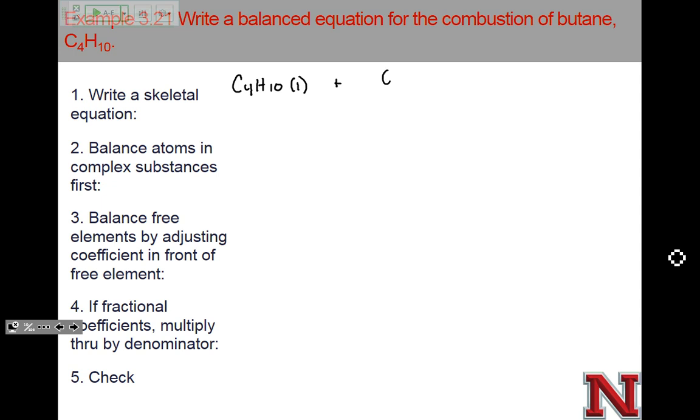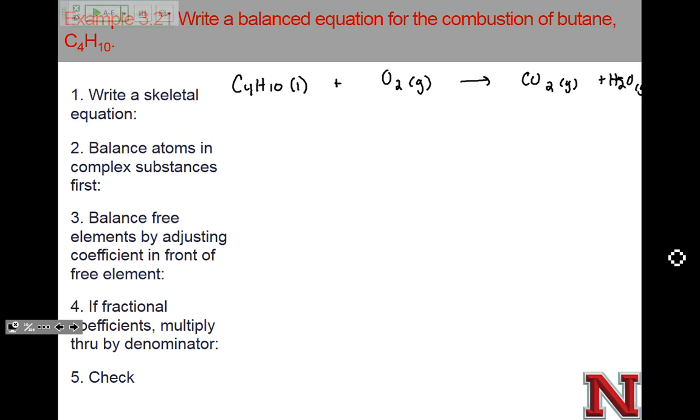Plus O2, because that's combustion. That's a gas. Forms CO2 gas plus H2O. Okay, so that's my skeletal but it's not balanced.